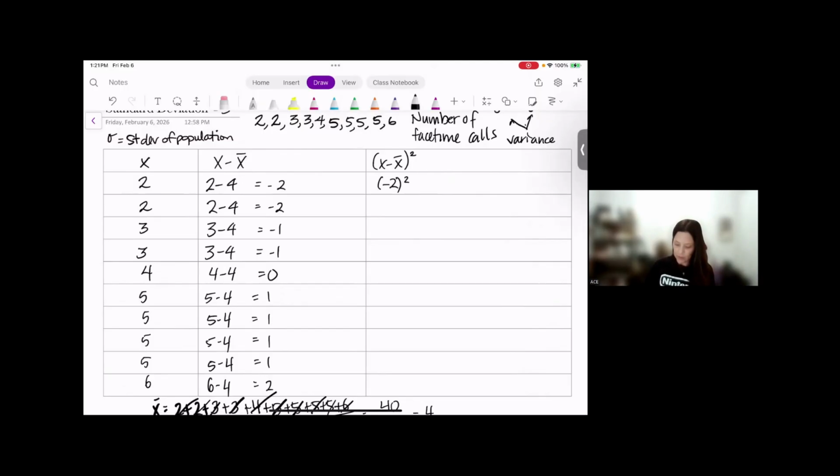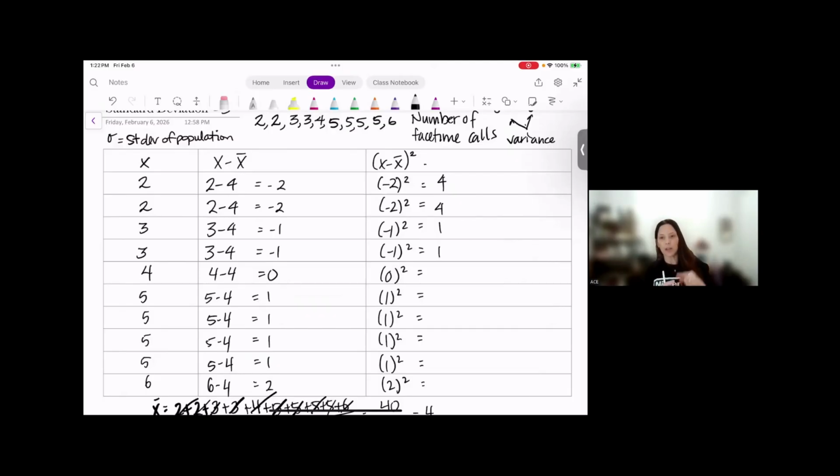That means -2 squared, -1 squared, 0 squared, 1 squared, and 2 squared. -2 times -2 is +4. -1 times -1 is +1. If you do not use parentheses in your calculator and you put a negative sign and 2 squared, it's going to tell you -4. That's because your calculator is squaring first and then making it negative. That's not an incorrect answer. That's an incorrect input. 0 squared is 0. 1 squared is 1. 2 squared is 4.